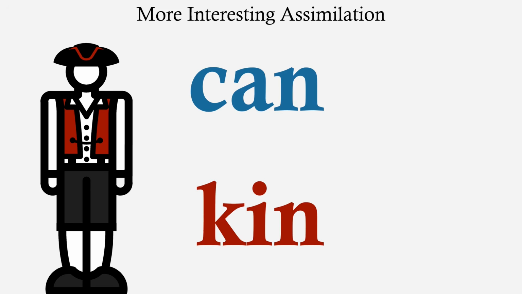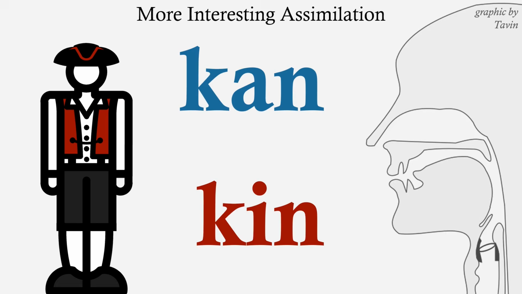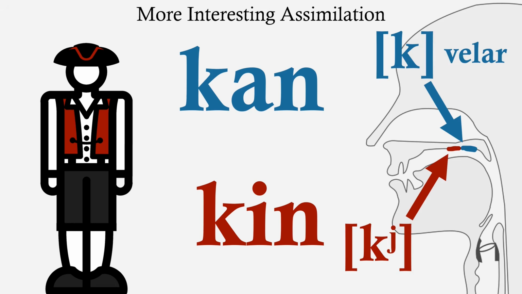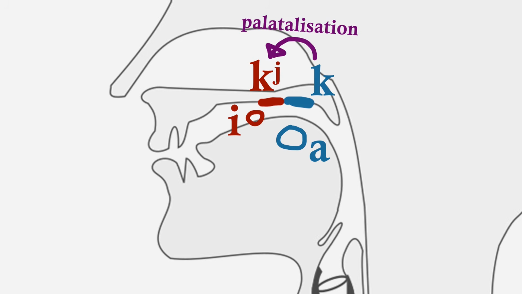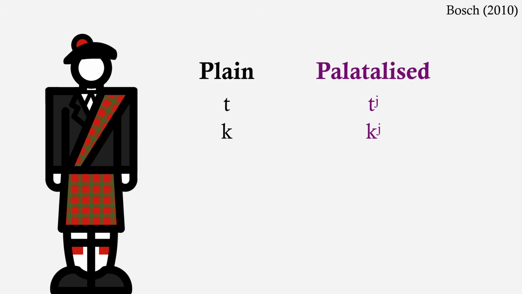What's more interesting is something like the difference between the English can and kin. Don't worry about the spelling, let's pretend they're both spelled with a K for simplicity's sake. The k in can is a velar plosive, while the k in kin is a post-palatal plosive. Because the vowel I is further forward in the mouth, the k before it also moves slightly, becomes palatalized. And this is language specific. Scottish Gaelic, for instance, distinguishes plain and palatalized consonants, including k and k.